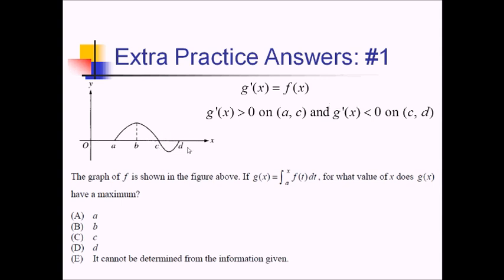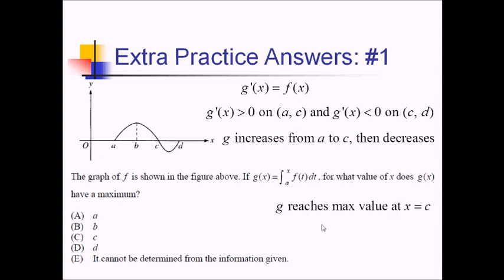What this means is that the original g function is increasing from a to c. And then it's going to be decreasing after that. So if you have a quantity that's increasing between a and c, and then decreases, and that's all it does for all its lifespan, well, that means that the maximum value must occur at c when we stopped increasing and started decreasing. So that means we have answer choice C for this one.